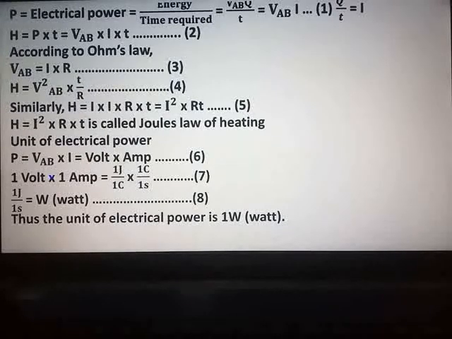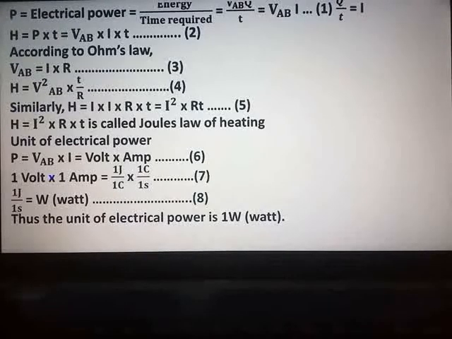Similarly, the heat generated is equal to I square R into T, that is I multiplied by I, which comes out to I square. So I square RT is nothing but what is called Joule's law of heating. Actually, what do you mean by this heating effect of electric current? I would like to add this information over here.